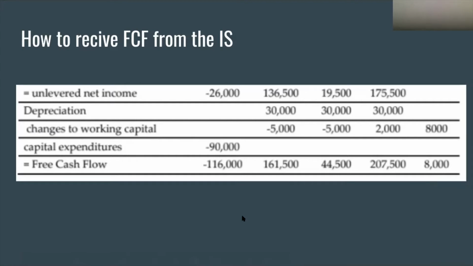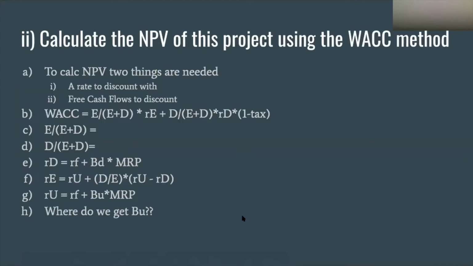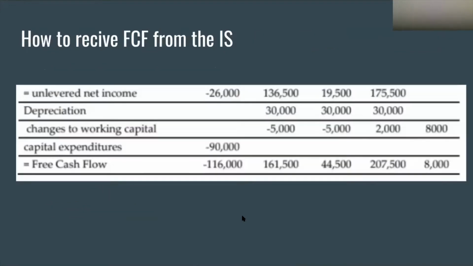Super, then we continue. The second question is that we should calculate the net present value of this project using the weighted average cost of capital, or WACC, method. And always when we calculate the net present value, we need two things. We need the free cash flows, and we need the rate that we are going to discount them with. And from this question, since we already did the first question, we already have the free cash flow as we calculated before.